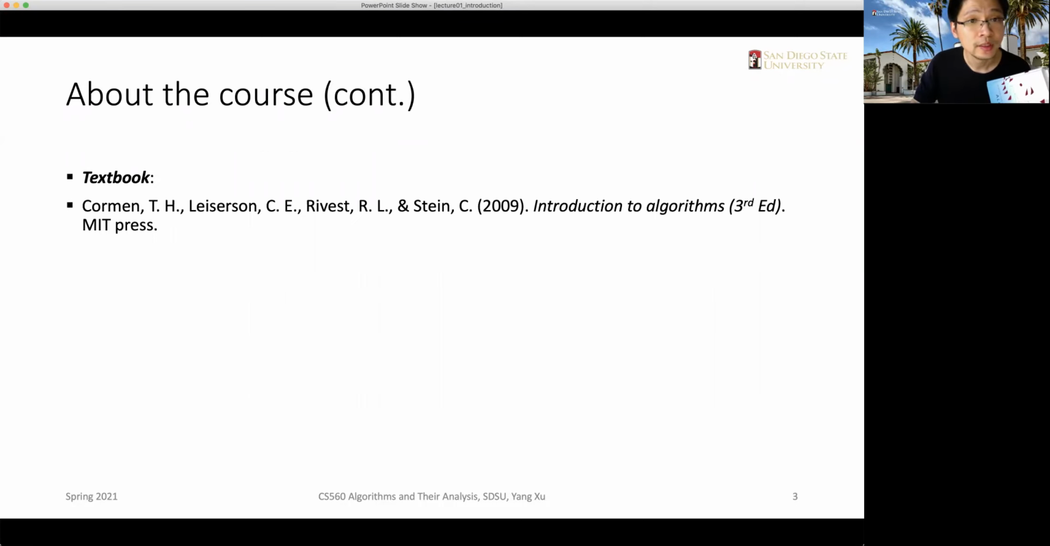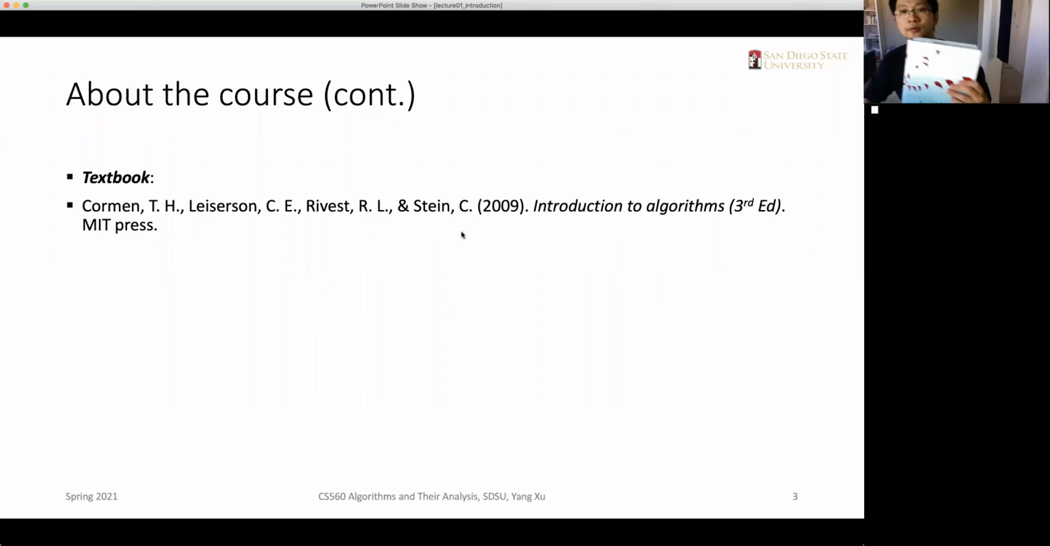Let me turn off the virtual background. Okay. All right, can you see this? This is how the cover looks. So the third edition is the latest edition, I think. There shouldn't be any later editions for now.